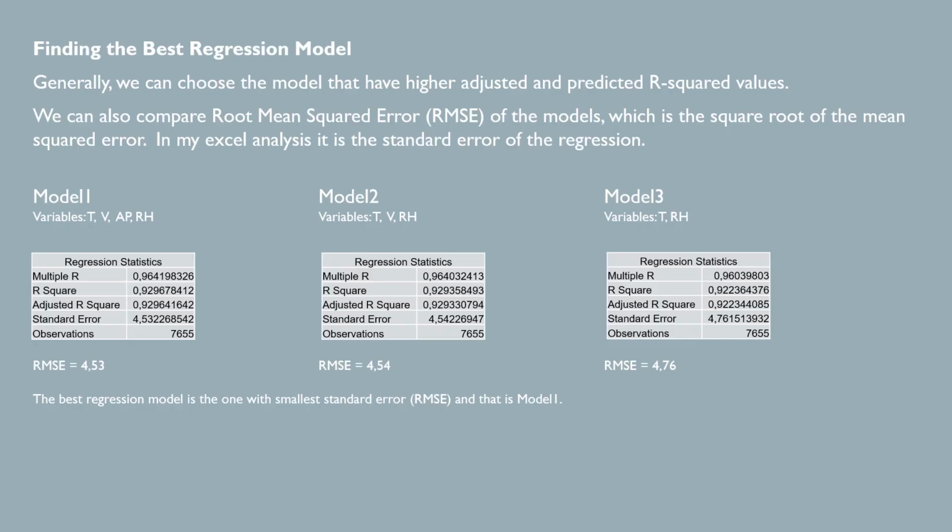This is a slide about finding the best regression model. Generally, we can choose the model that has higher adjusted and predicted R-squared values. We can also compare root mean squared error of the models, which is the square root of the mean squared error. In my Excel analysis, it is the standard error of the regression. As we can see, the smallest standard error is for model 1. For this model, the root mean squared error is 4.53.